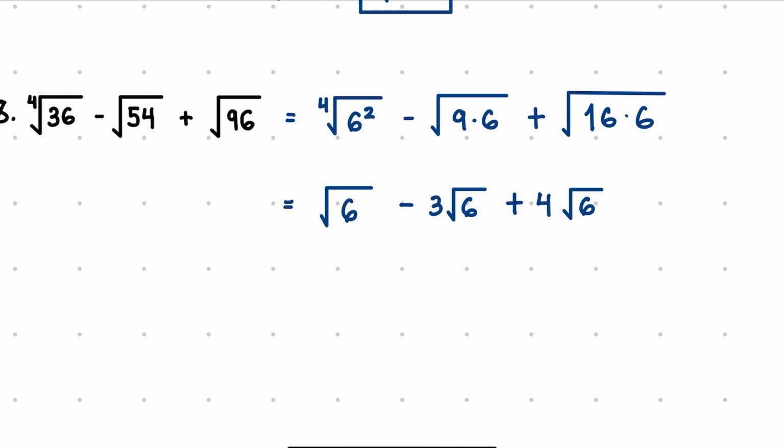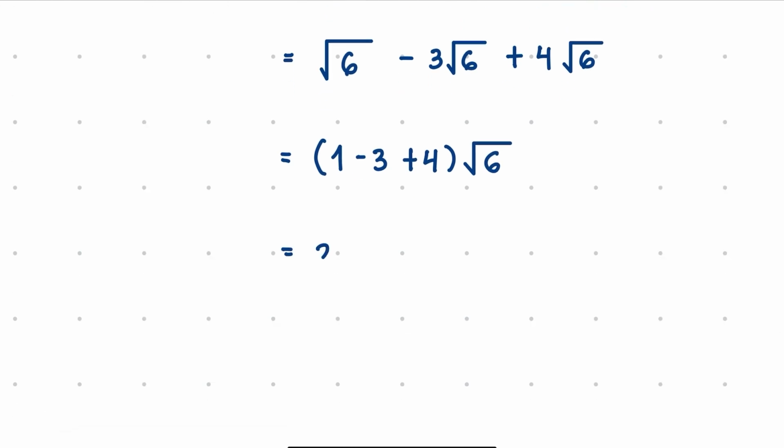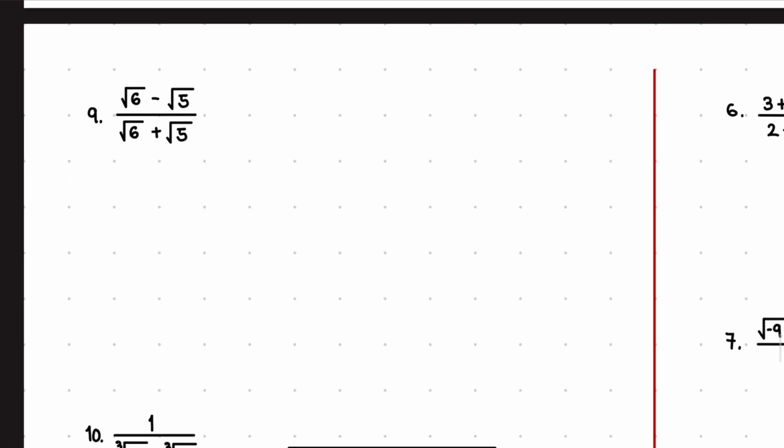And then here, fortunately, we have the same radicals, right? So we have square root of 6, square root of 6, square root of 6. So this will just be equal to 1, since that's technically the coefficient out here, minus 3 plus 4 square root of 6. Simplifying this one inside, that will be 2 square root of 6. Okay, good.